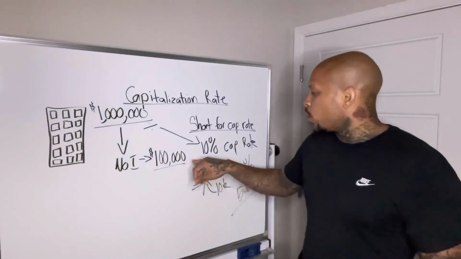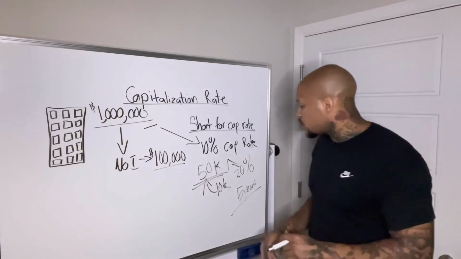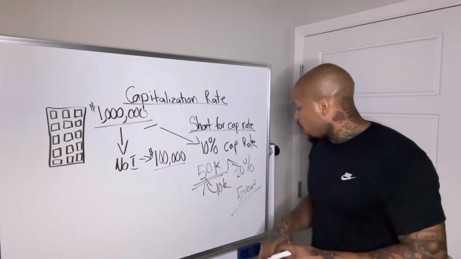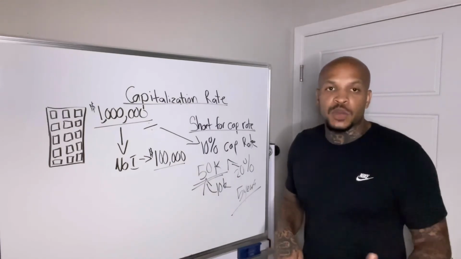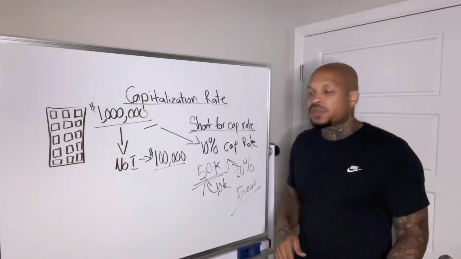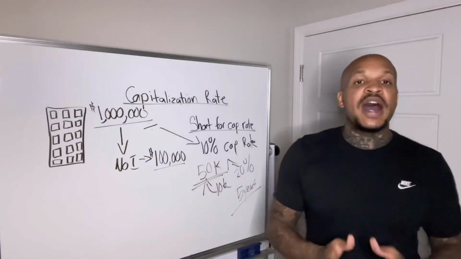And that's the same way on rental property. If you're buying a property for $50,000 and your net is $10,000, you divide it, you're at a 20% cap. 20% return is what they say. It can be a return, it can be cap, it's kind of the same thing. You're at a 20% return, and you'll have this property paid off in 5 years.